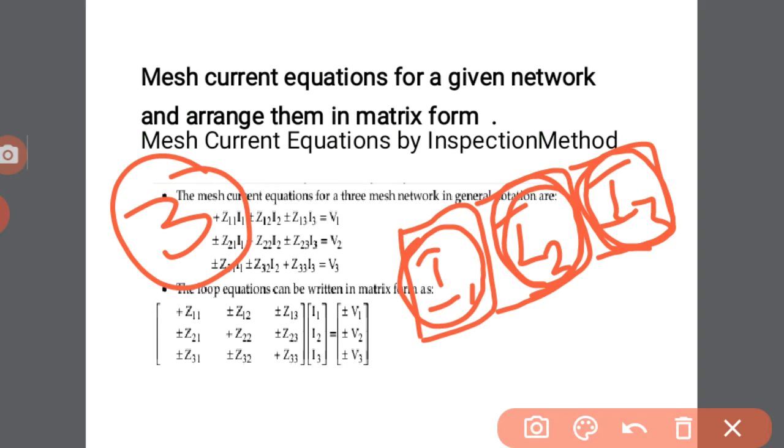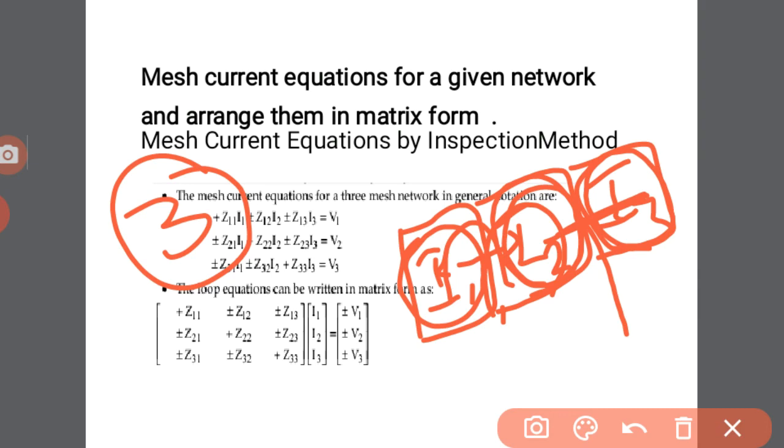Next, let us go to the mutual impedances. Suppose in this case the mutual impedance is between the first loop and the second loop. That means through this impedance both the currents, I1 current and I2 current, flow, so it is the mutual impedance. At the same time, between the second and third loop, through this impedance both the I2 current and the I3 current flow. That is why this impedance is called the mutual impedance between loop 2 and loop 3.